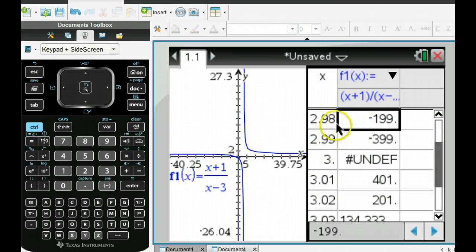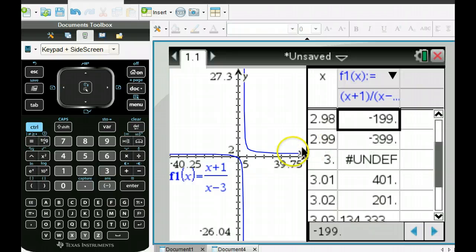And in fact, I go from 2.98, the y value is -199. I go 1/100th more. Ooh, it really jumps to -399. So if I go 2.999, I'm sure that it's going to go way big negative here. All right? So what happens is that from the left-hand side, this is the left-hand side that I'm approaching here, I'm going to drop off to negative infinity. That's my y value. f of x is going to go to negative infinity.